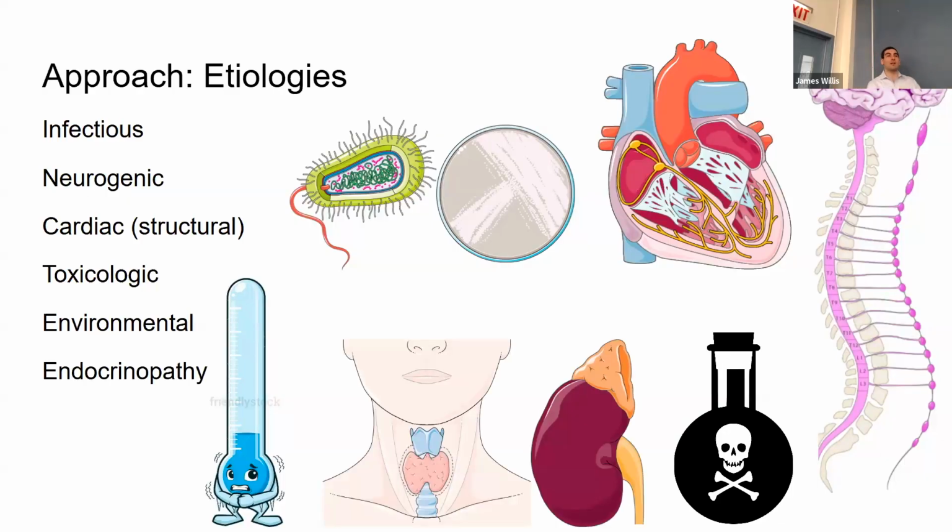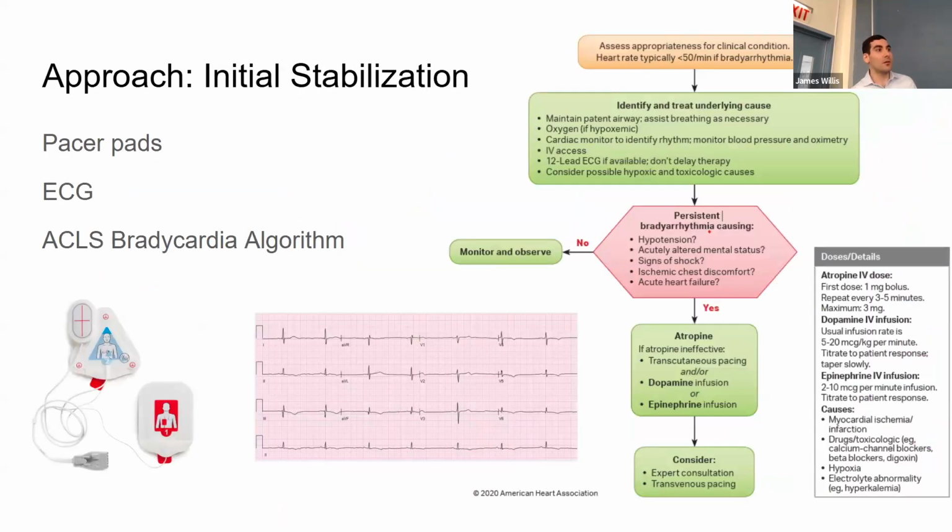So this is just one way to puzzle it together. When you have your unstable hypotensive bradycardic patient, try to think of all the etiologies that could be at play. And then your approach. Your approach is always the same. Put on the pacer pads, get your EKG, and follow your ACLS bradycardia algorithm until you can get more information and figure out what's going on to address the specific factors at play. For the sake of time, I won't go into the algorithm, but you should always be thinking stepwise in this approach.